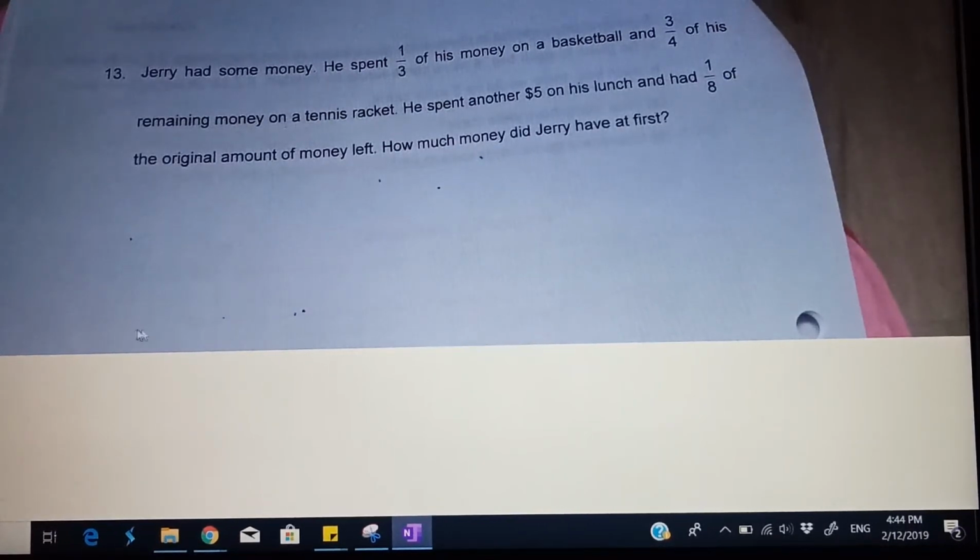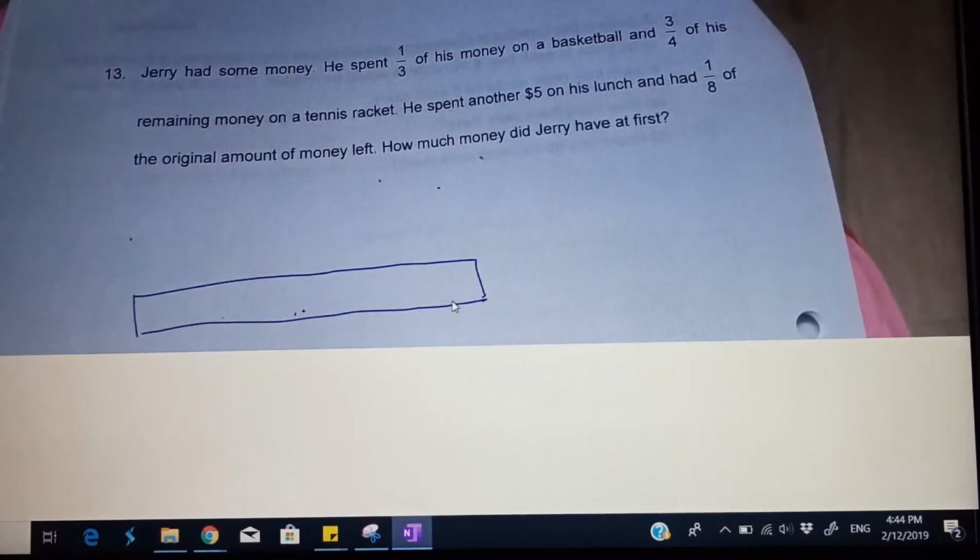So we draw the model for Jerry. So this entire model is what he had at first. Okay, he spent 1/3 of his money, so we split this into 3 units. He spent 1/3, which is 1 unit, on the basketball, and 3/4 of his remaining money.